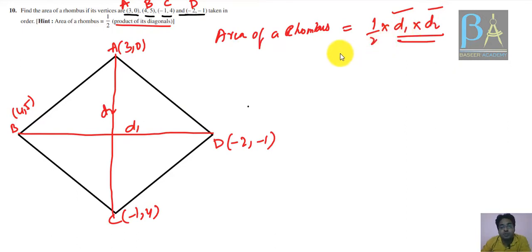I would like to stop the video here because it has been a very lengthy video. I do not want to use the distance formula in finding the distance BD and the distance AC. Obviously, it is something that you can do by yourself.